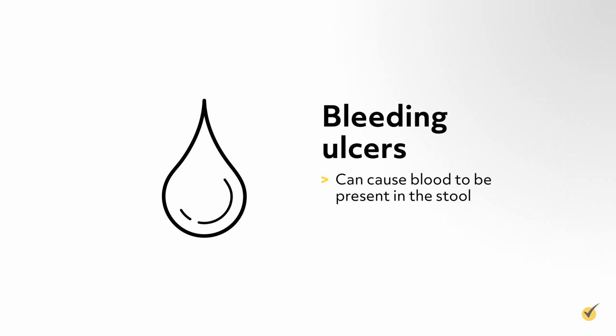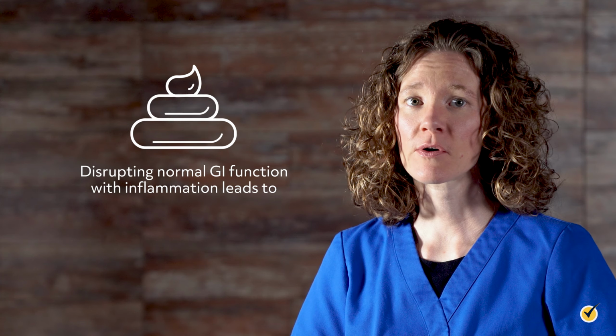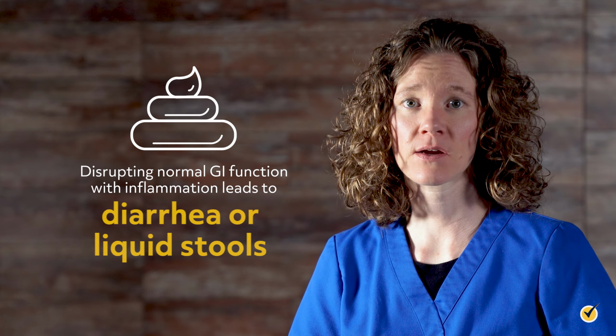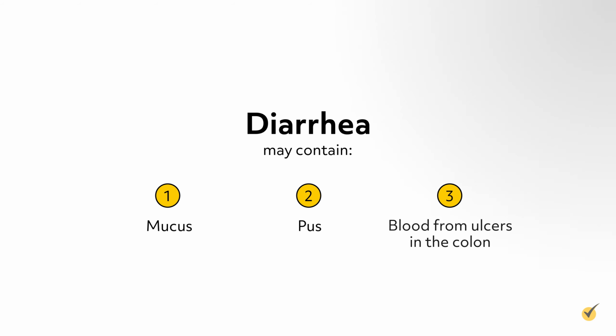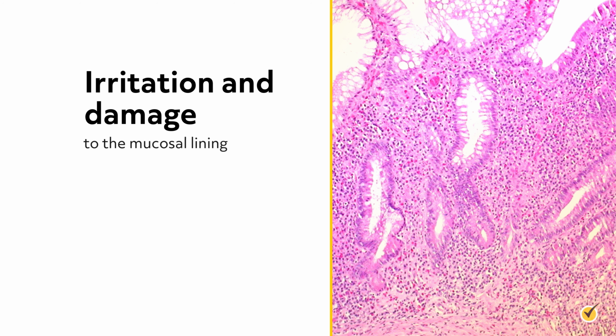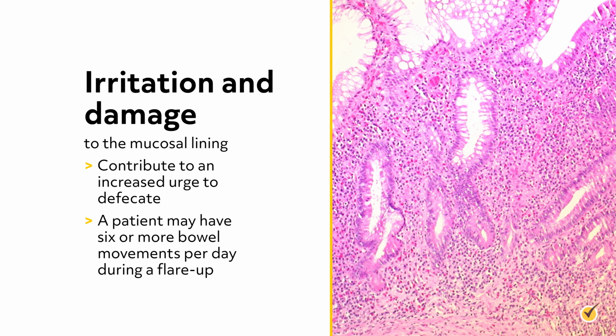Bleeding ulcers can cause blood to be present in the stool, and blood loss can result in anemia. Because the colon is the main site of water reabsorption in the gastrointestinal tract, disrupting its normal function with inflammation leads to diarrhea or liquid stools. Diarrhea may contain mucus, pus, and blood from ulcers in the colon. Irritation and damage to the mucosal lining also contributes to an increased urge to defecate, and a patient may have 6 or more bowel movements per day during a flare-up.